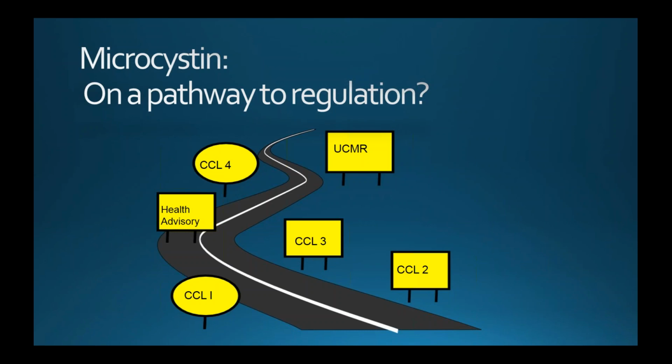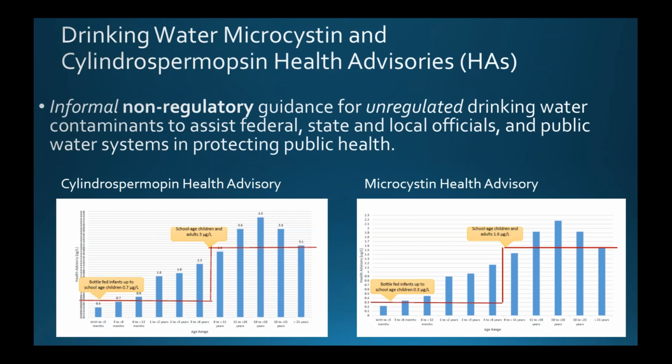Along the way, though, between 3 and 4, we had a health advisory pop up. We're going to talk about that, and we're also going to talk a little bit about UCMR, since I believe that is really important for you guys. So from a health advisory perspective, what is a health advisory? Well, here we're going to go with the technical: an informal, non-regulatory guidance for non-regulated drinking water contaminants to assist federal, state, and local officials and public water systems in protecting public health. So the two things to remember are these are kind of recommendations. They will give you a little bit of guidance, but they're not regulated.